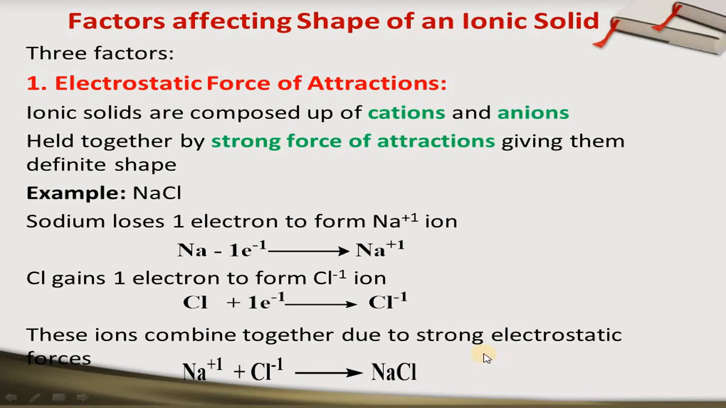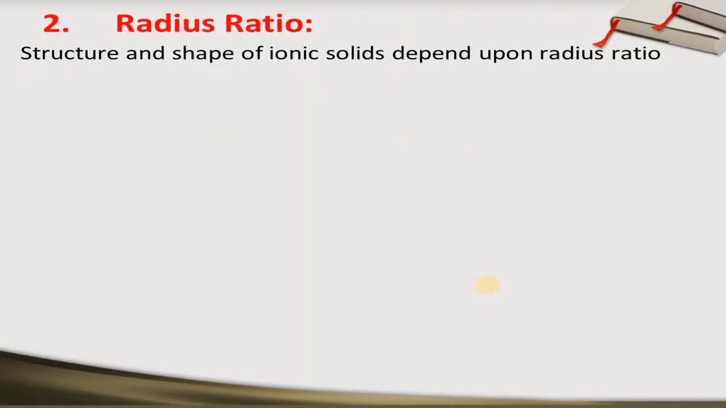The second factor which affects the shape of an ionic solid is the radius ratio. The structure and shape of an ionic solid depend upon the radius ratio. For example, sodium chloride and cesium fluoride have different geometry because the radius ratio for both of these compounds is different. What is radius ratio?